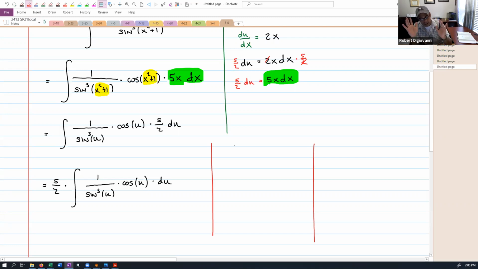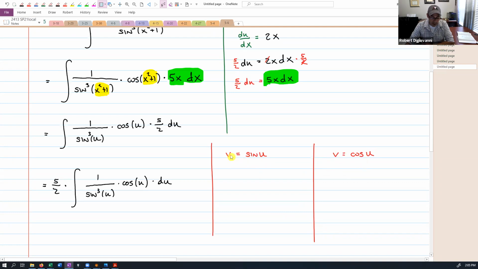Now, there's a problem. We've already used u, haven't we? So I have to use a different variable. I can't use u again. So I'm going to make a v substitution. One option would be to let v be sine of u. Another option that someone else might want to do is cosine of u. Which of these is correct, or can I use either one?